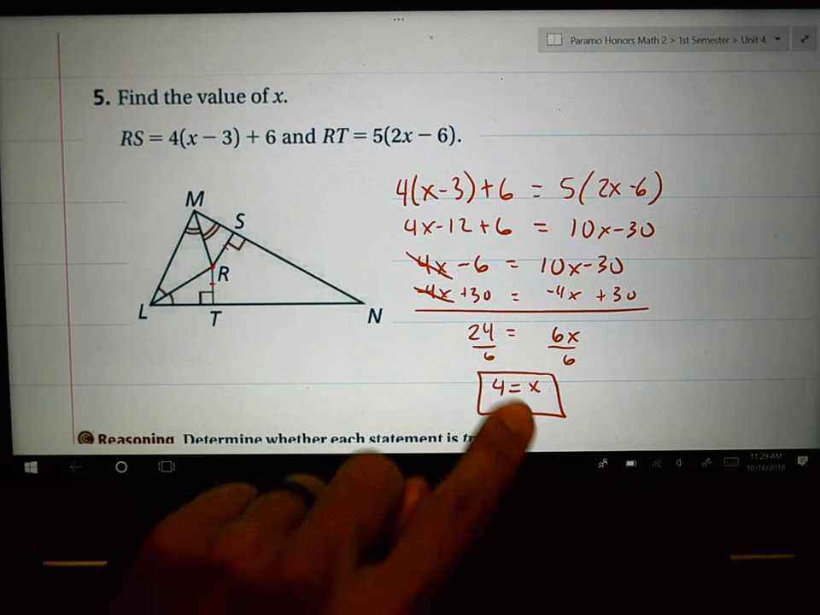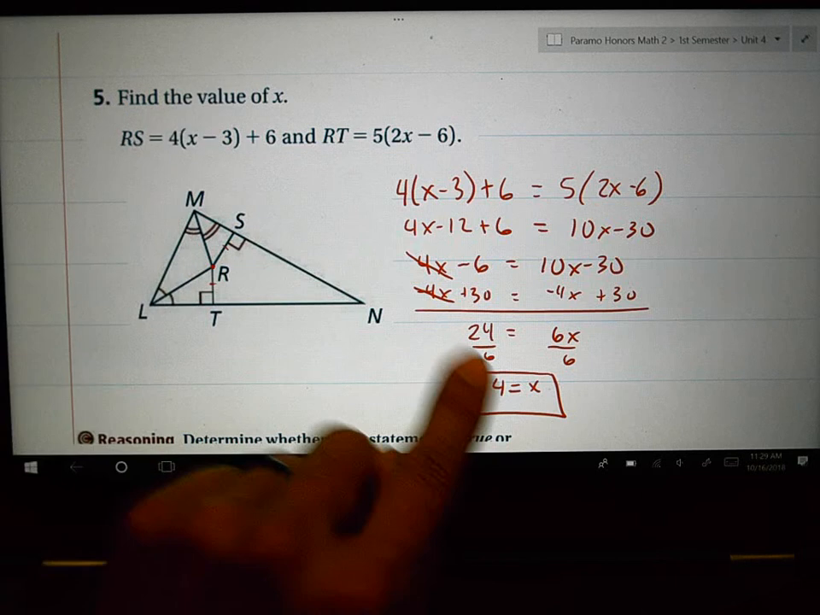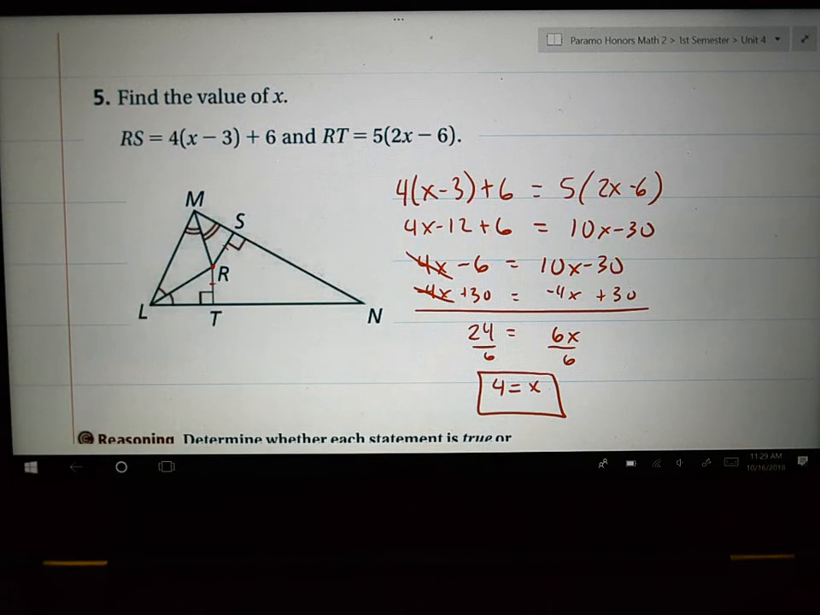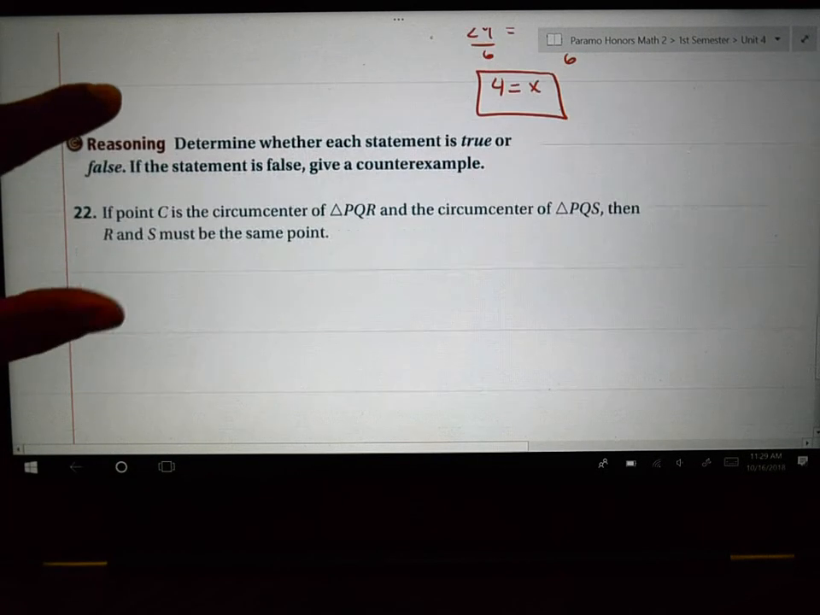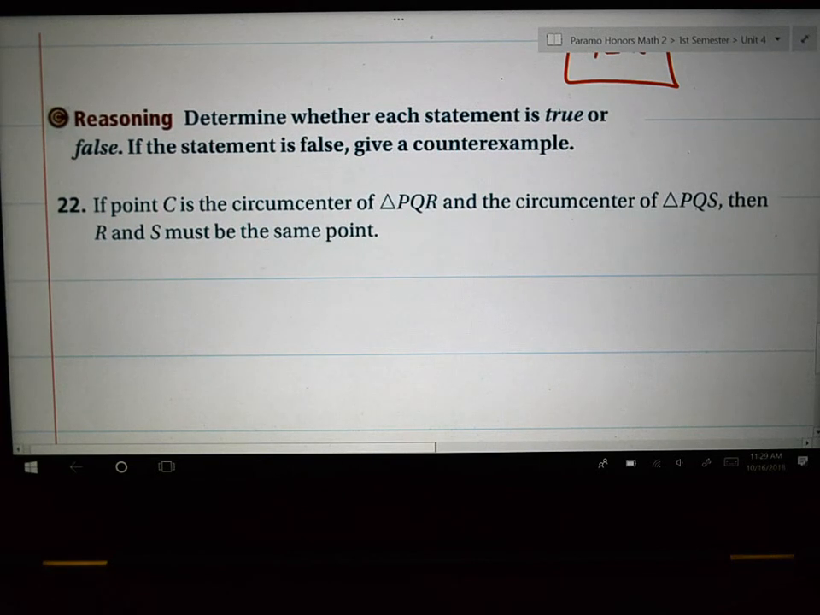And I always go back and read the question, did they ask me to find x? They did. I do that because sometimes they're going to ask you for RS, sometimes you're going to have to plug it back in, and I need to pay attention to what they're asking. The last question I have picked for you is number 22. 22 is a tough one because it's true or false, but explain why. Determine whether each statement is true or false. If the statement is false, give a counterexample. Only if it's false do we have to give a counterexample.